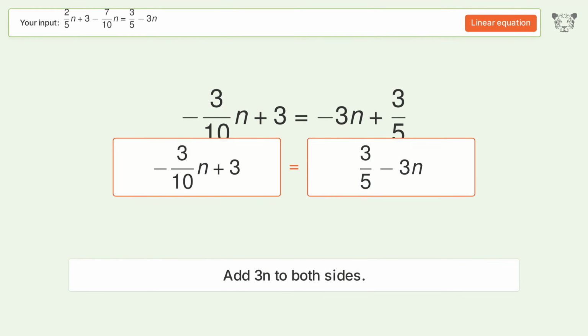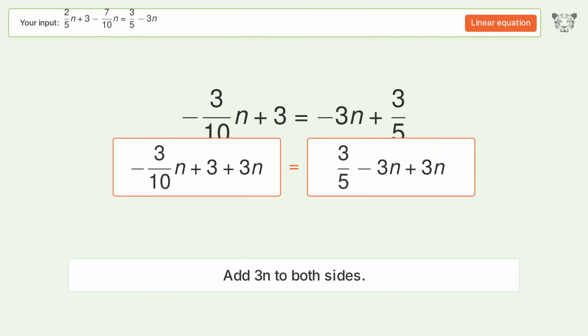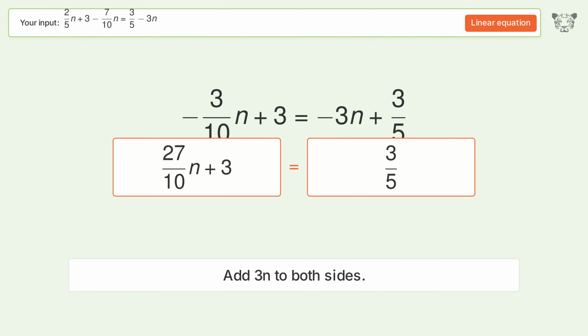Add 3 times n to both sides to collect the variable terms on the left. That gives 27/10 times n plus 3 equals 3/5.